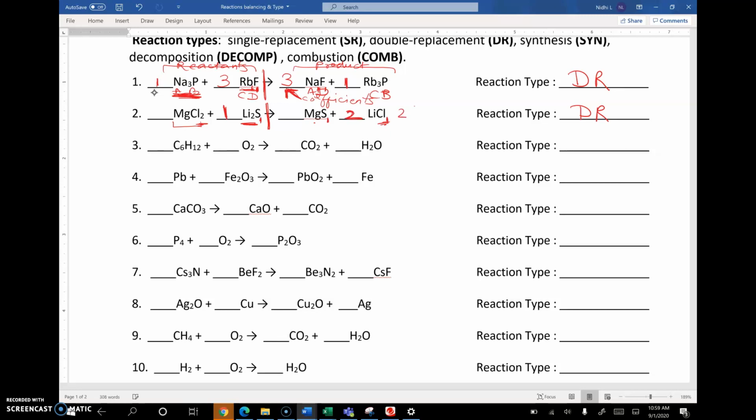You remember distributive properties? It's like this. Pretend there's a parentheses. Whatever is inside gets multiplied with that, okay? So we have 2 chlorines. This equation is balanced, and that's a double replacement equation.